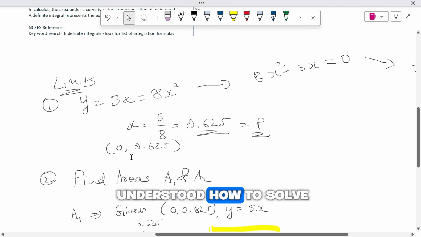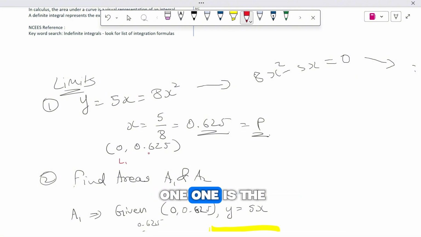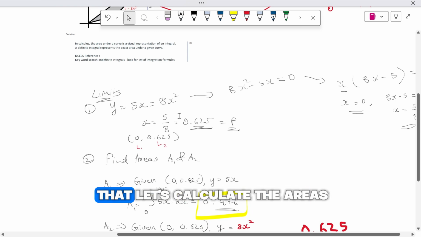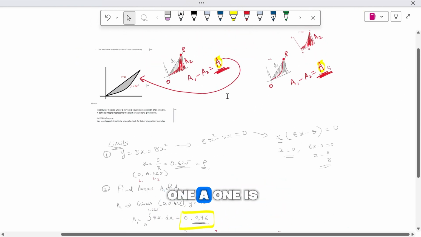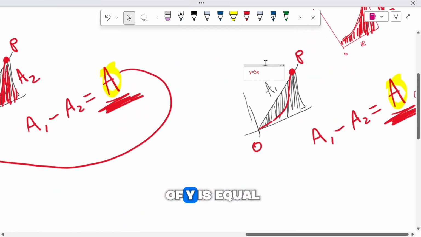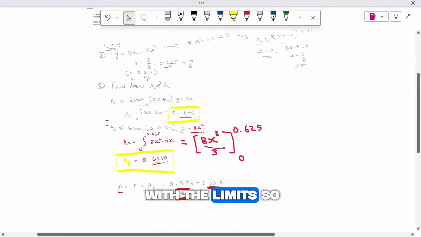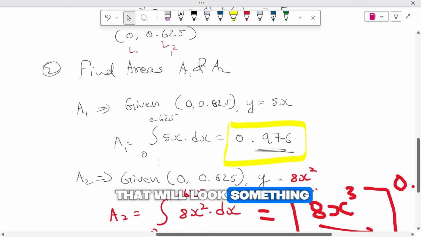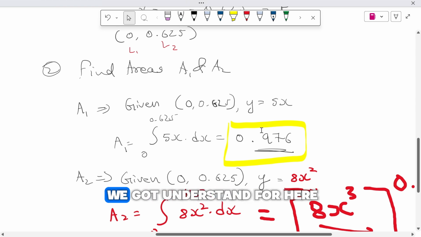So now that you understood how to solve the limits, these are the two limits we have, one is L1, one is L2. Now let's calculate the areas. The first area is going to be A1. A1 is going to be the integral of y, which is the integral of 5x dx, with the limits, so that will look something like this: integral of y is equal to integral 5x dx, 0 to 0.625. Once you solve this, this is the answer we got.